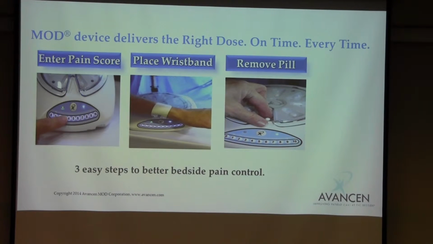What happens, basically, we said, you enter your pain score, you hold your wristband over the front of the device, it opens, and you take your medication. You have 40 seconds to do that.